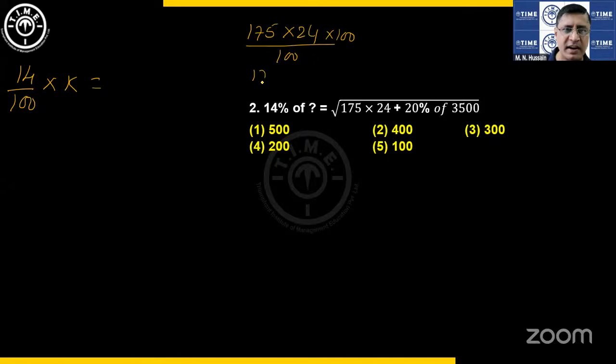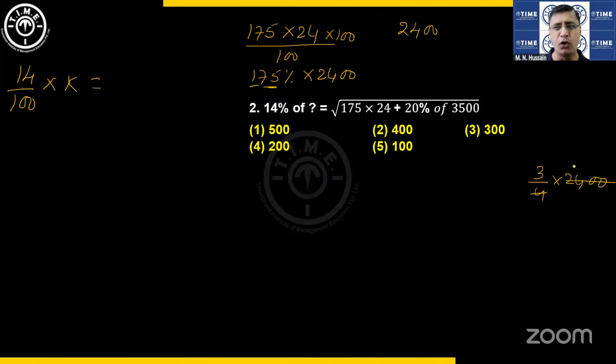So here, 175% of 2400. 175% means 100% plus 75%. 100% means the full value, that is 2400. 75% means 3/4 of the value. So how much is 3/4 of 2400? 2400 divided by 4 is 600, so 1800. How much is the sum of 2400 and 1800? That is 4200.